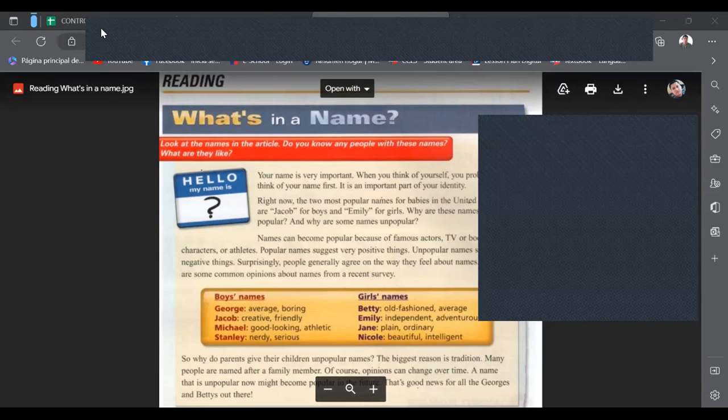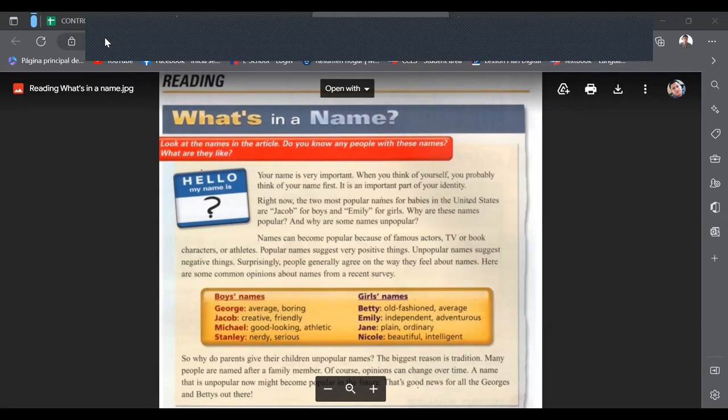Fíjese que me pareció un cuadrito. Okay, ahorita. What about now?